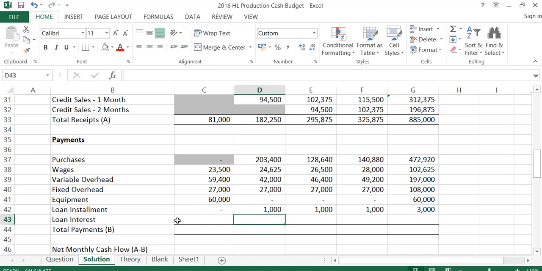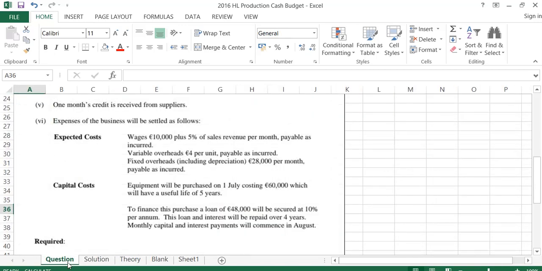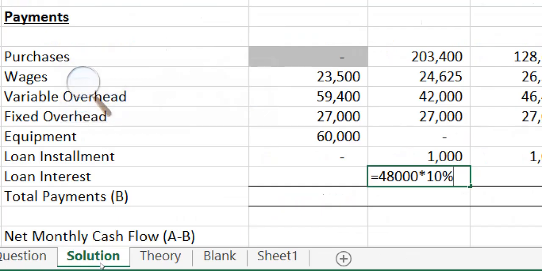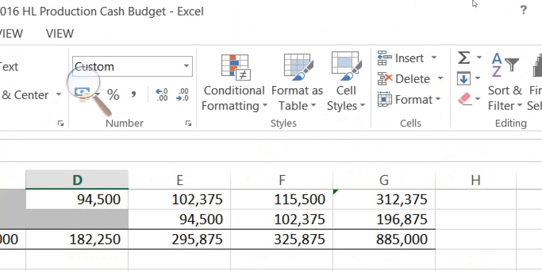And the loan interest, again, it says to start paying that back in August. And to work out the interest, well, if the loan is 48,000 and the interest rate is 10%, that will give me the interest for a year.